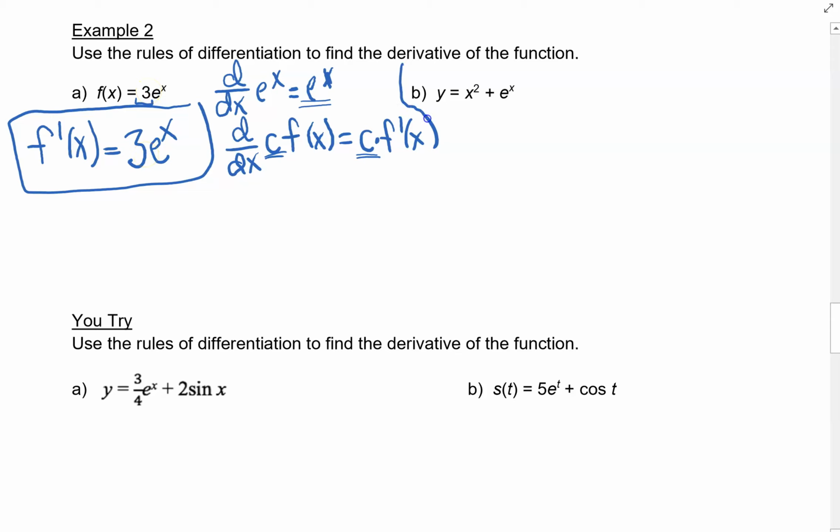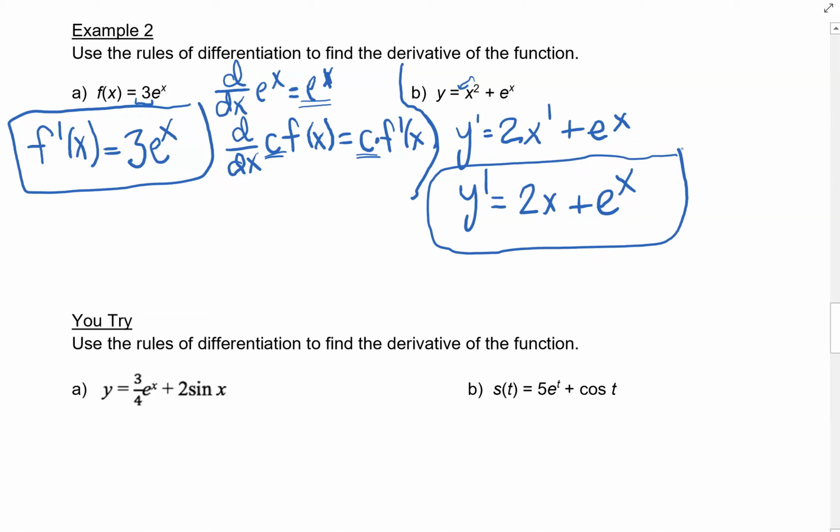Then here in part B, we're taking the derivative of a sum. So we're going to do the derivative of x squared first, which is power rule. So we bring the 2 down, that's 2x to the first, plus the derivative of e to the x, which is just itself. So in this case, my derivative is just 2x plus e to the power of x.